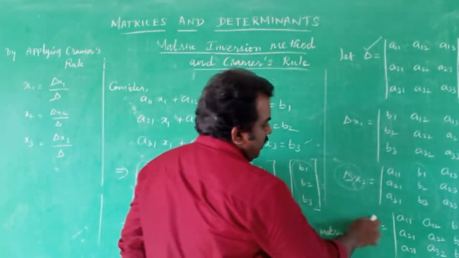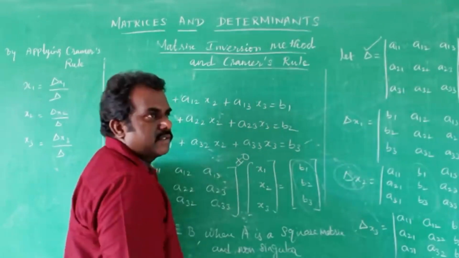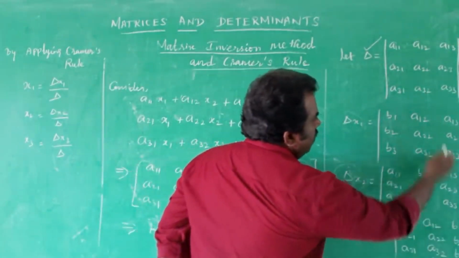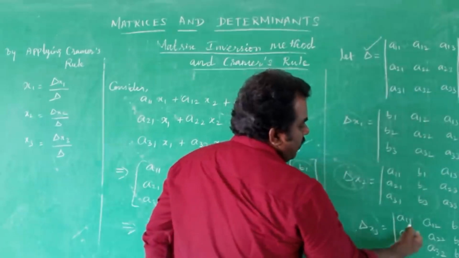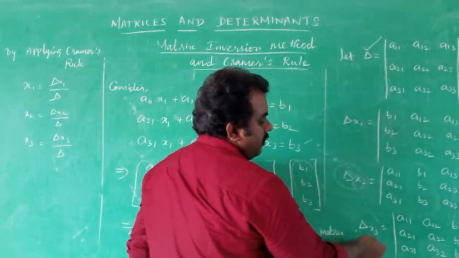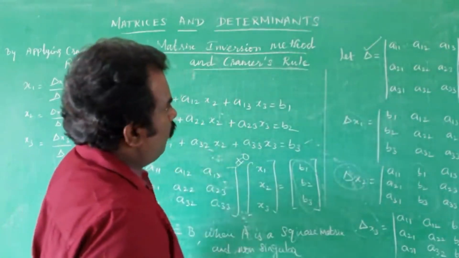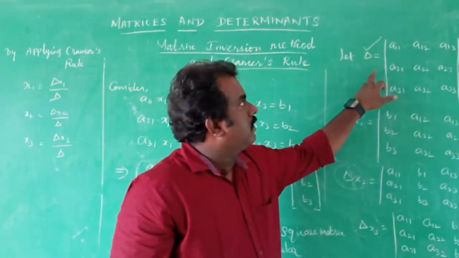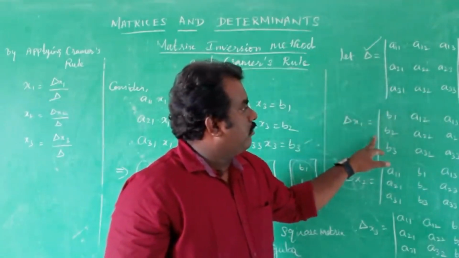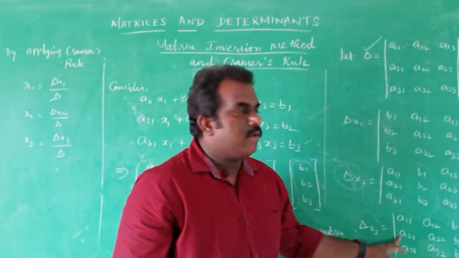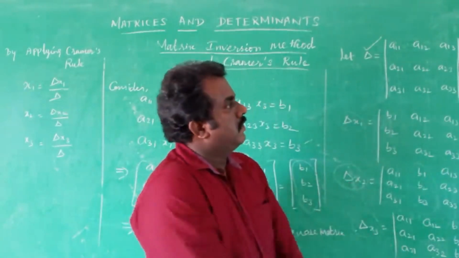The next we can go for del suffix x3. What is del suffix x3? Substitute the values of b1, b2, b3 in the third column of the given coefficient matrix and write the remaining elements, then take the determinant. The value of the determinant is del suffix x3. Now we found the value of the determinant delta, the value of the determinant del suffix x1, the value of the determinant del suffix x2, and the value of the determinant del suffix x3.